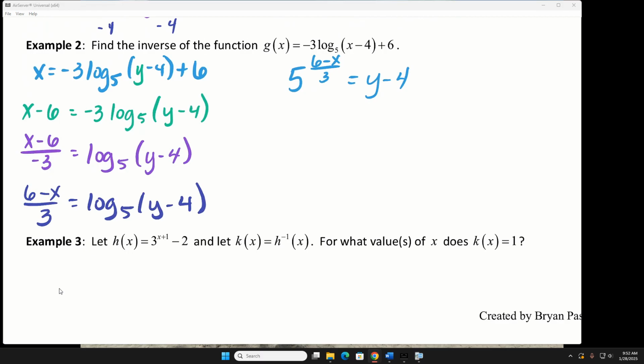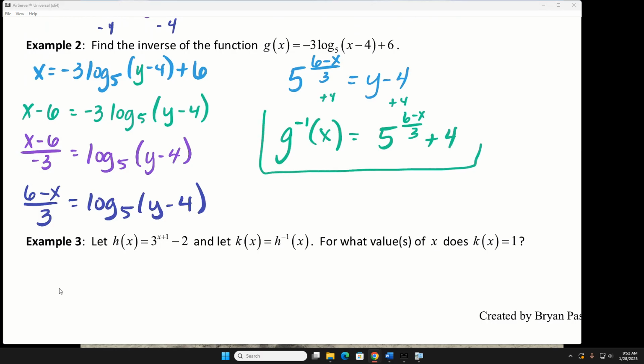All right, and then we just have one step to add that 4. Obviously, we can't add it to the 5. We can't add it to the exponent. It's just going to be hanging out at the end. And this is going to be g inverse of x. So that expression would undo everything the original function did. So these obviously are almost impossible to do in your head. So definitely put in the work and get all the steps.